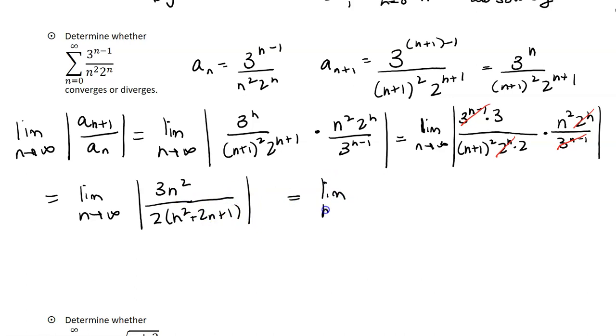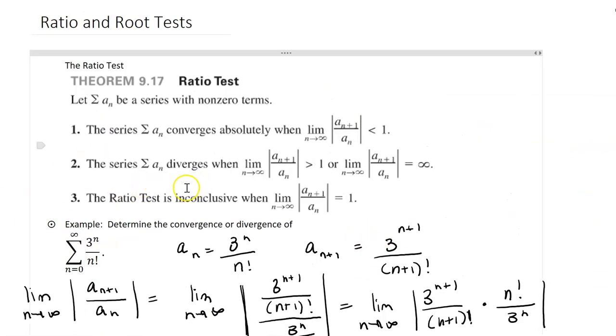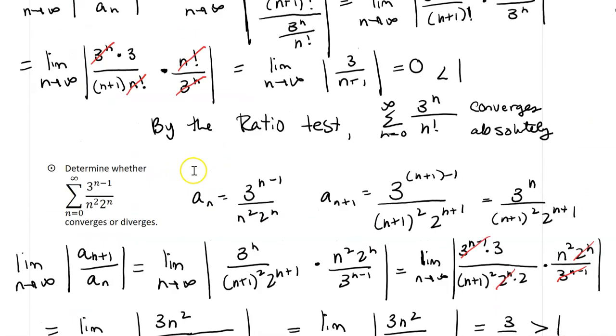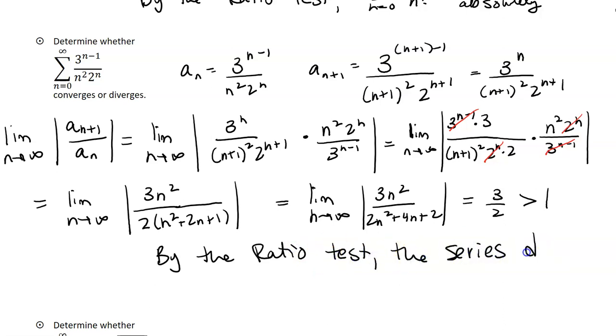Which is the limit as n approaches infinity of the absolute value of 3n squared over 2n squared plus 4n plus 2. And whichever way you need to go about evaluating this limit, if you use L'Hopital's rule or if you just compare the powers, this gives me 3/2, which is greater than 1. Now, if we go back to our chart here, if you get something that's greater than 1 or infinity, then we say that the series diverges. So by the ratio test, the series diverges.